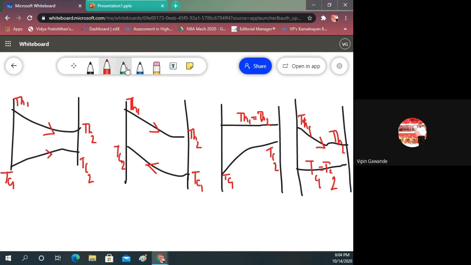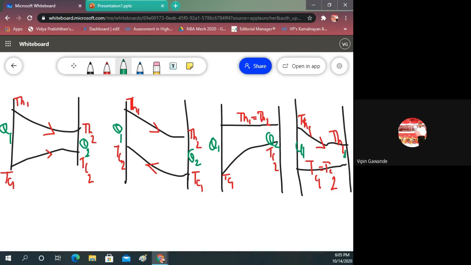Now what is theta? This is theta 1. What is theta 1? TH1 minus TC1. This is theta 2. Here in counter flow, theta 1 is TH1 minus TC2. This is theta 1, this is theta 2. In the condenser, this is theta 1 and this is theta 2. In the evaporator, this is theta 1 and this is theta 2.